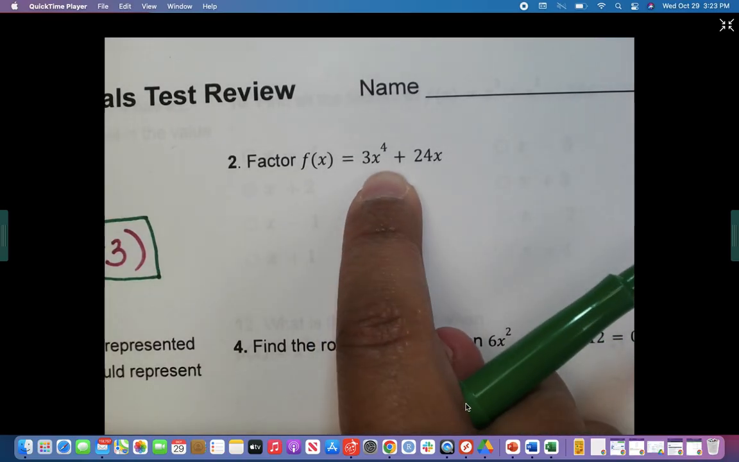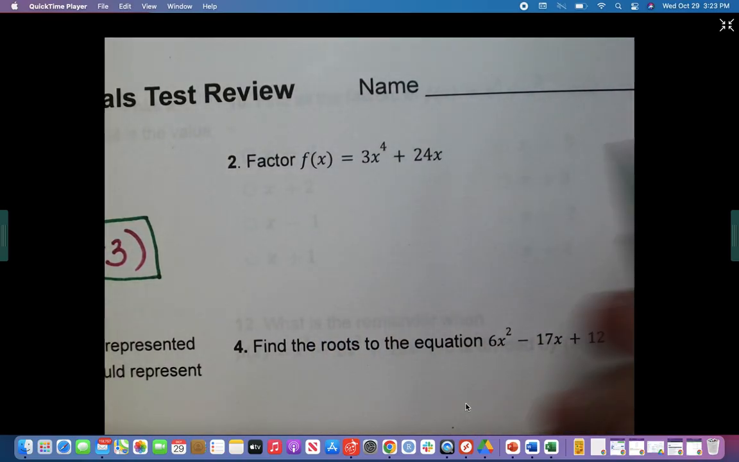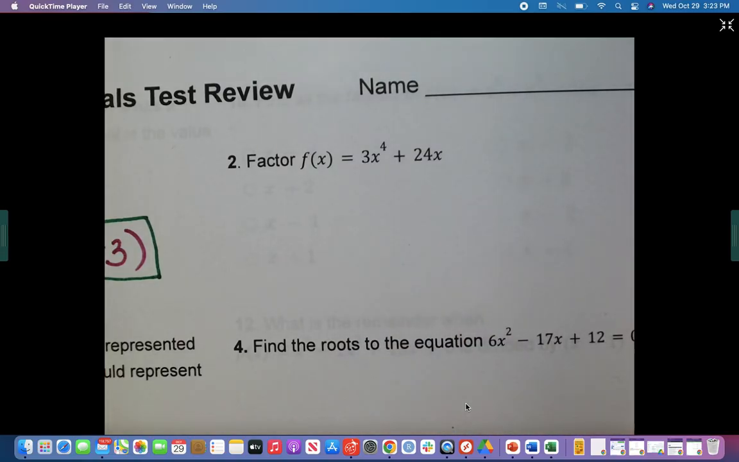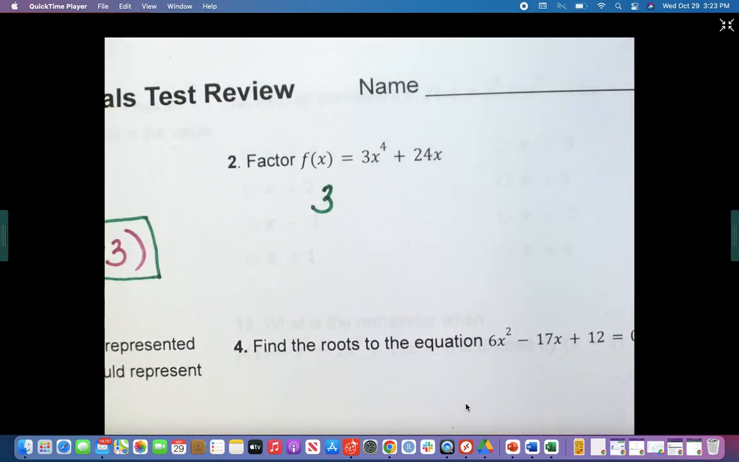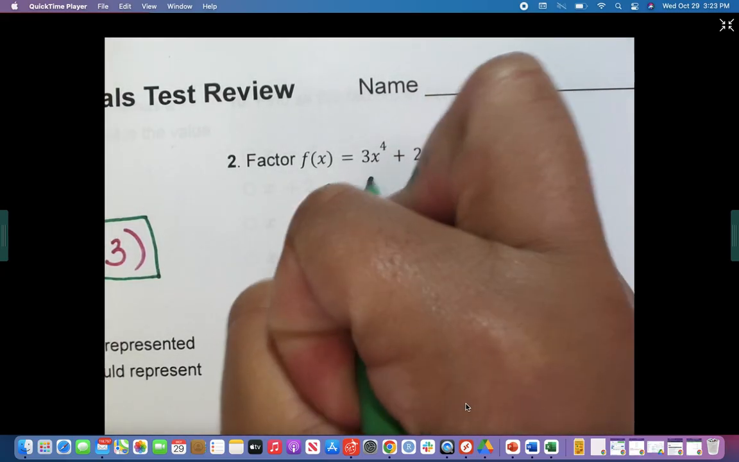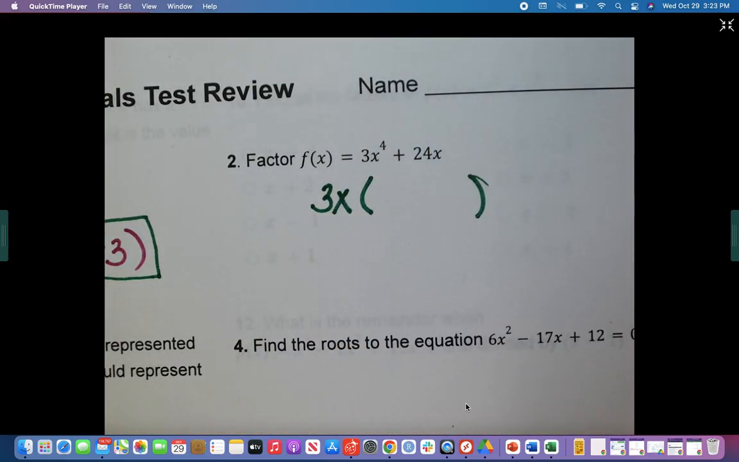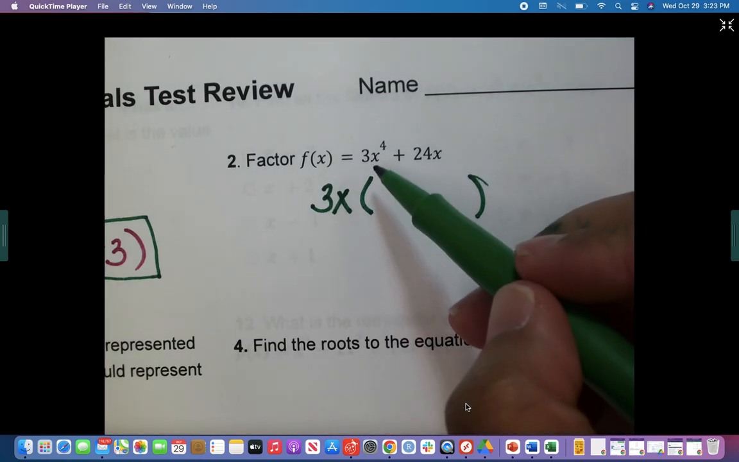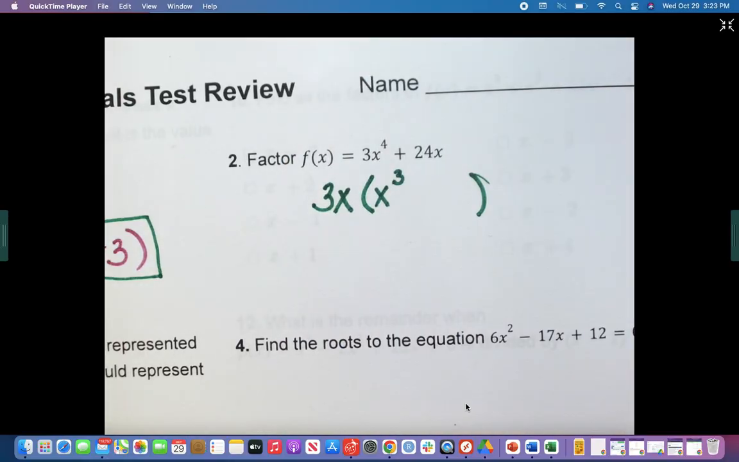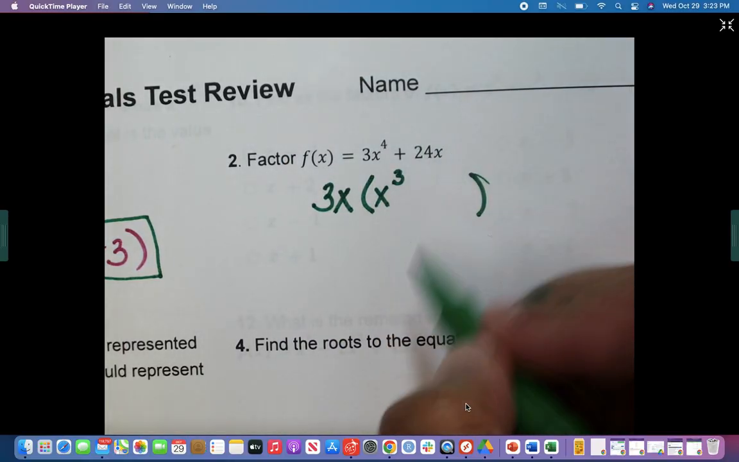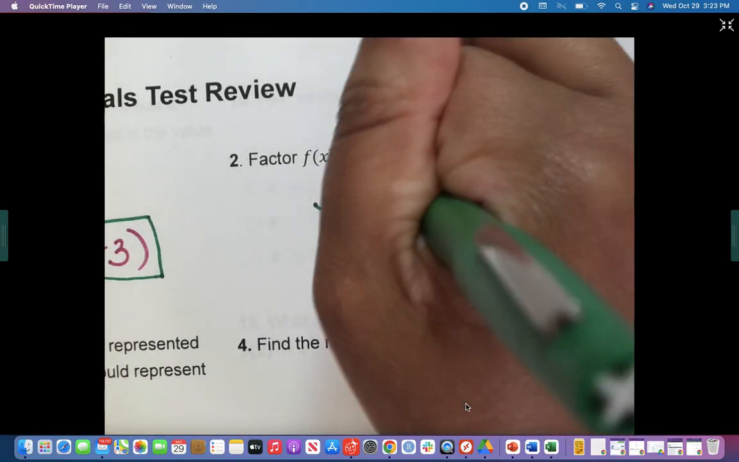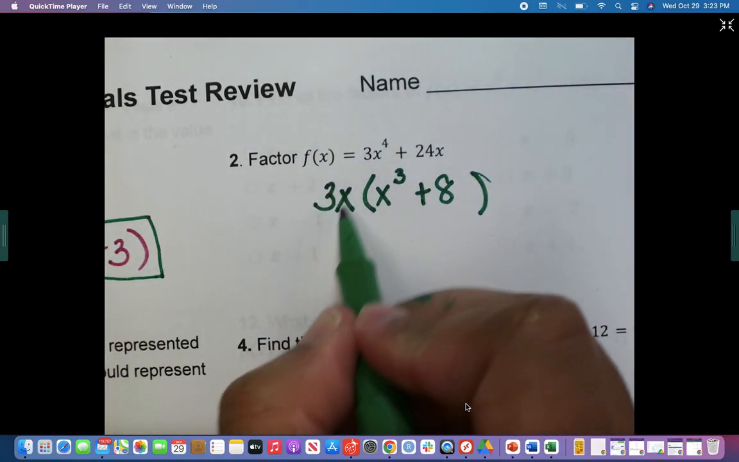So again, we are factoring. Check to see, is there a GCF? There is. We've got 3 and 24, so the biggest number that divides both of those would be 3. We've got x to the 4th and x, so the smallest exponent would be x. And then let's see what's left in parentheses. So 3x times what is 3x to the 4th? That would be x to the 3rd. And then 24x, so I need to multiply 3x by 8 to get that. So we factored out the GCF.